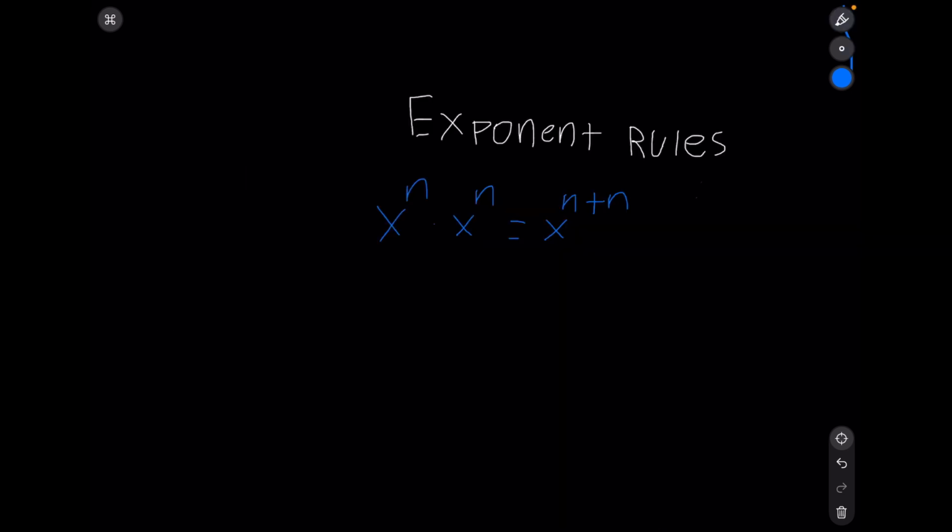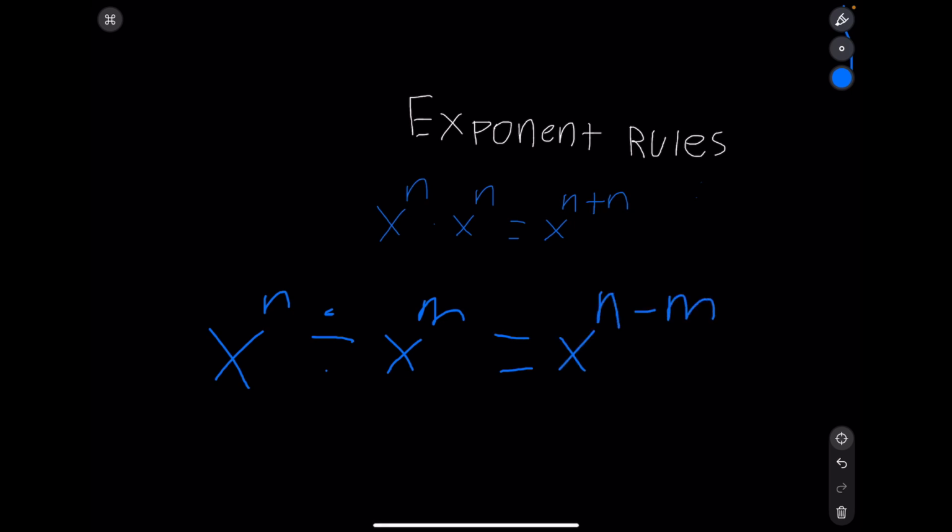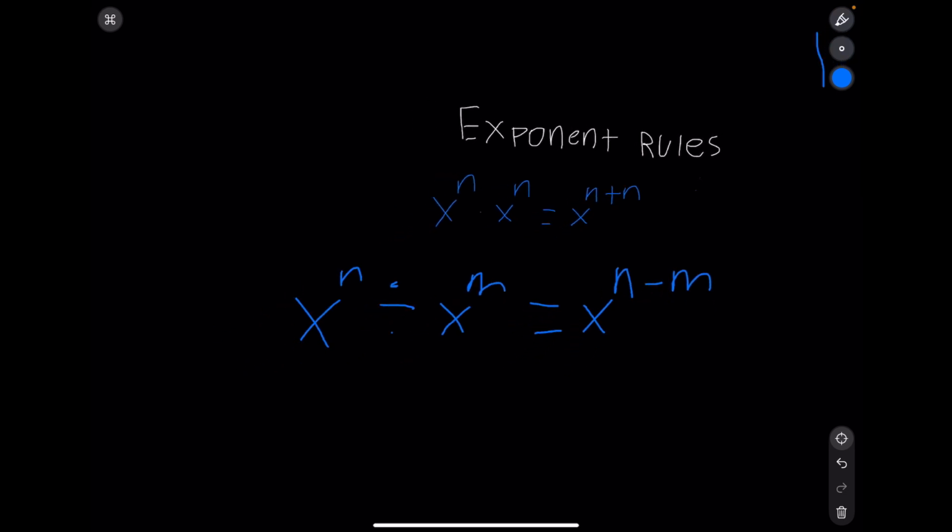Another rule that you might stumble upon when you're doing exponents is when you see x to the n divided by x to the m. And now what this rule essentially means is that it will be x to the n minus m. Now why is that? Well, let's look at an example.